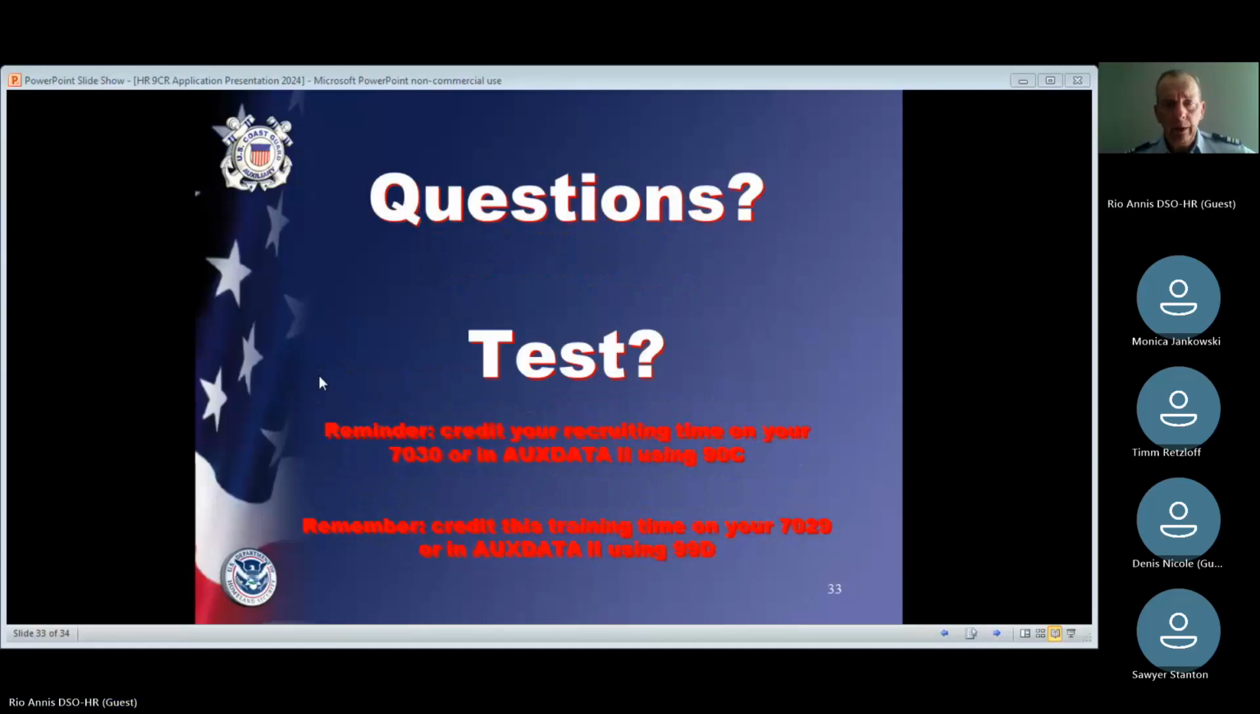So we are at the end of this training. Just want to remind you that for attending this training, make sure that you get your time in, like on a 7029 or an OFF DATA 2 using the 99D column. But for the aspect of doing a job for recruiting, interviewing, whether on the phone or in person, assisting with the application, your time for this is recruiting, and you can do a mission report using code 90C for auxiliary recruiting.